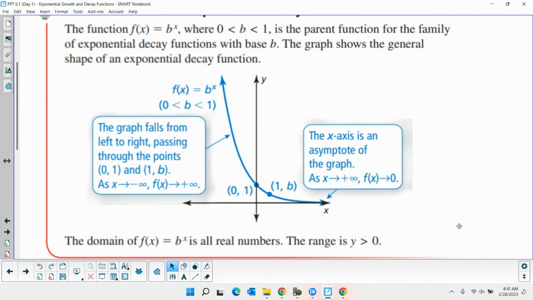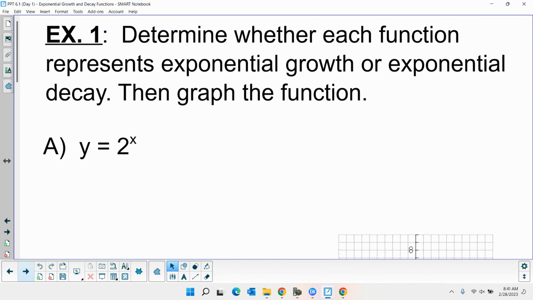All right, so that's what a decay function looks like. All right, so what's my b value? 2. Is that bigger than 1? So is it growth or decay? Growth.